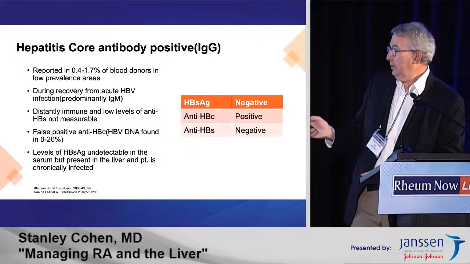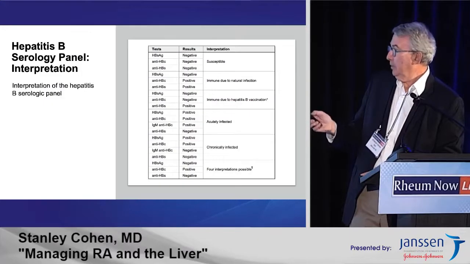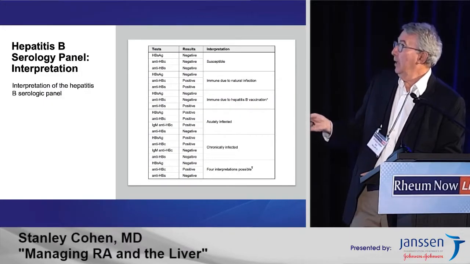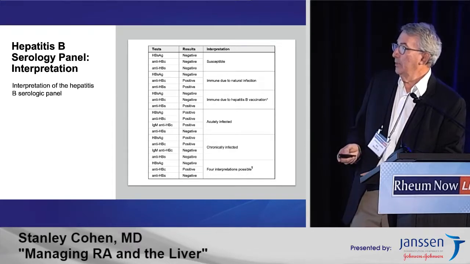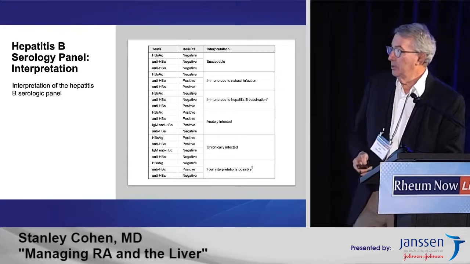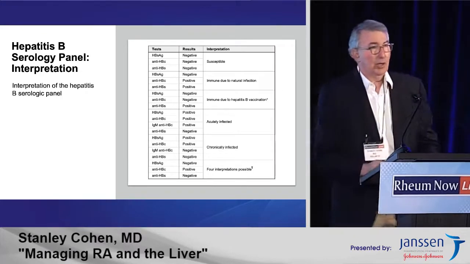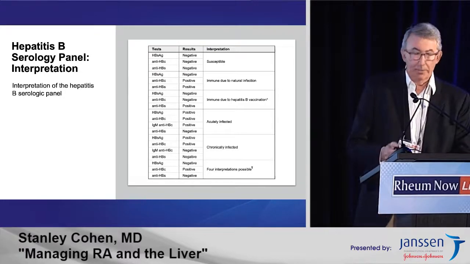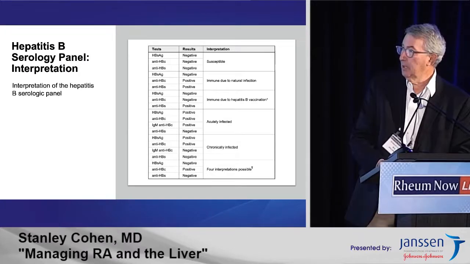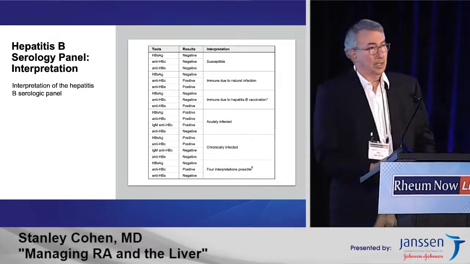Then we have the chronically infected patients, which is what we are concerned about. These are people who are hepatitis B surface antigen positive, hepatitis core positive, and negative for surface antibody. And then we have these patients who actually make up the most common scenario I see, and you and others may see in clinic. These are core antibody positive patients who are negative for surface antigen and negative for surface antibody.